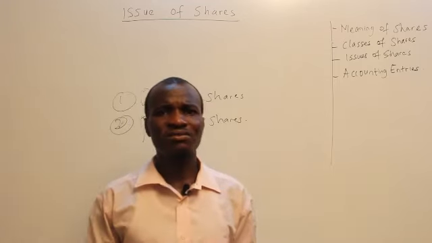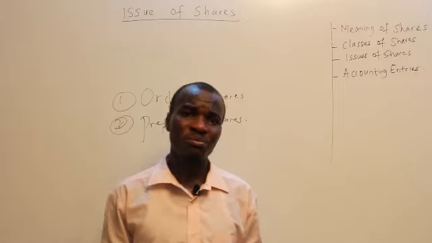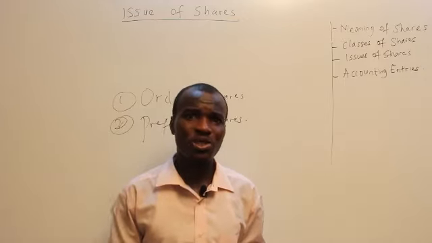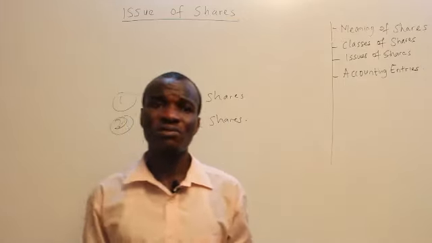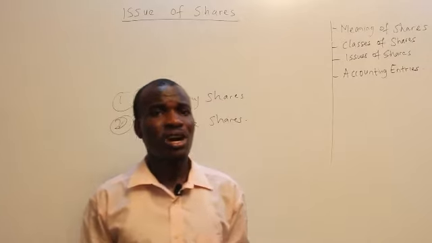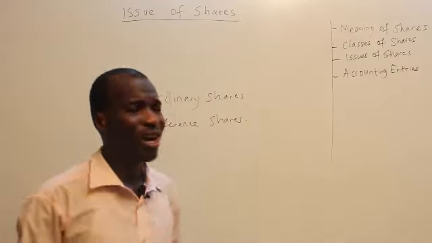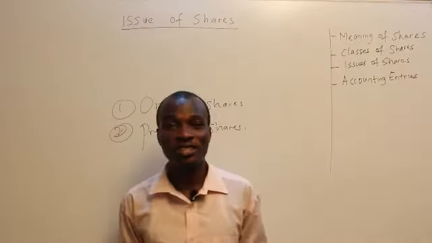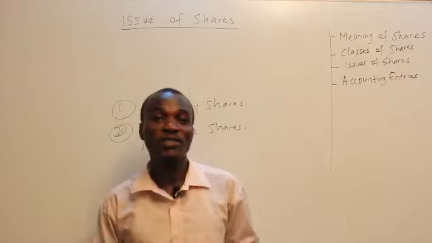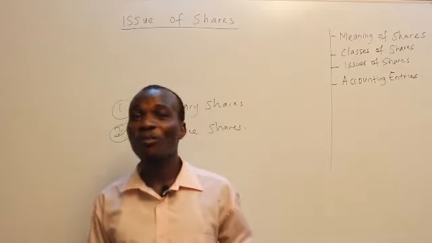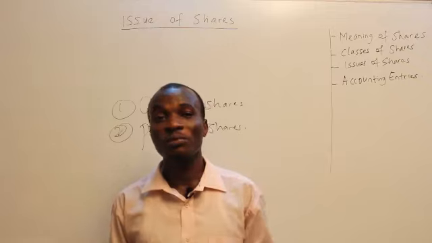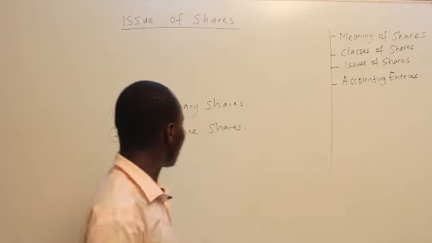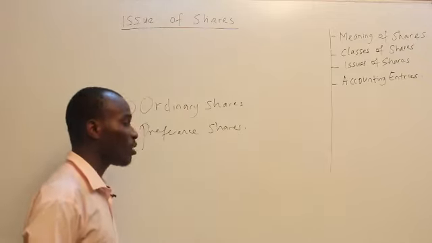So the ordinary shareholders are the risk bearers. They receive dividends after all other shares have been paid. That is why we refer to them as the real owners of the business. And this class of shares does not have a fixed rate of dividends. Its holders do not usually receive profits if the company fails to make profits within an accounting period. Okay, let's go to the preference shareholders.